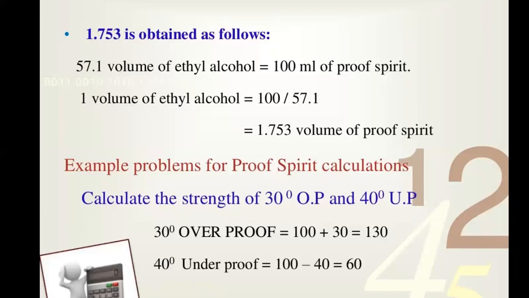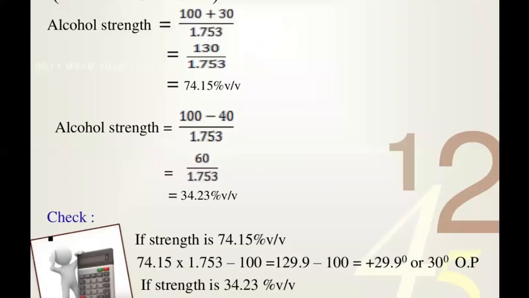40 degrees under proof means what? Under proof means always minus. So 40 degrees under proof means proof spirit 100 minus 40, so that is 60. Now we have to calculate the strength of alcohol. Alcohol strength for over proof is 100 plus 30 by 1.753. So you use 130 by 1.753. Then 74.15% volume by volume alcohol is required.